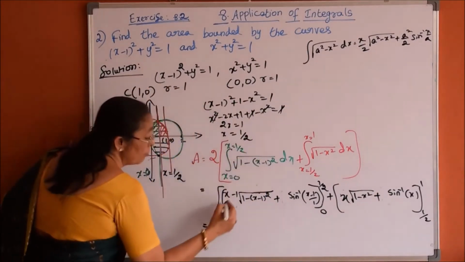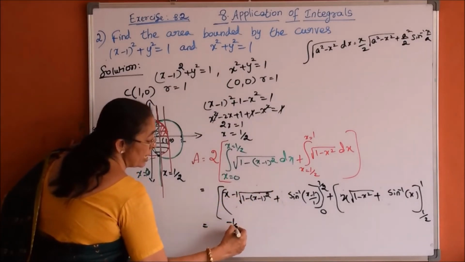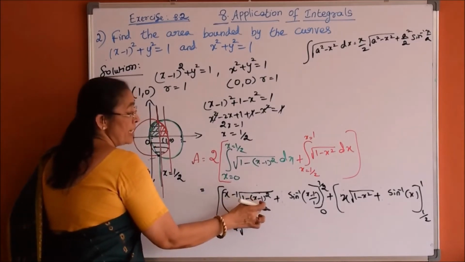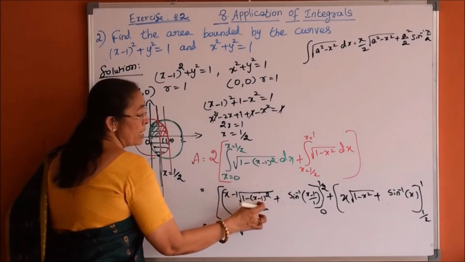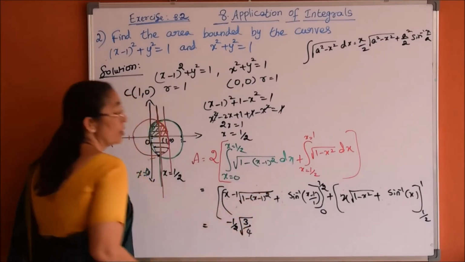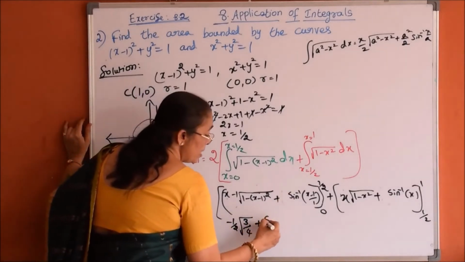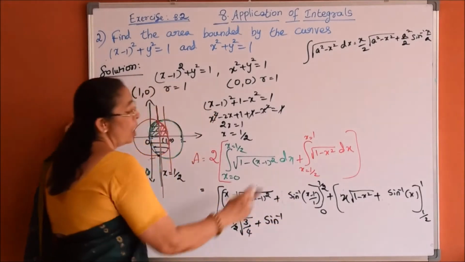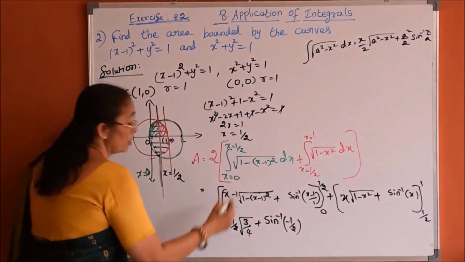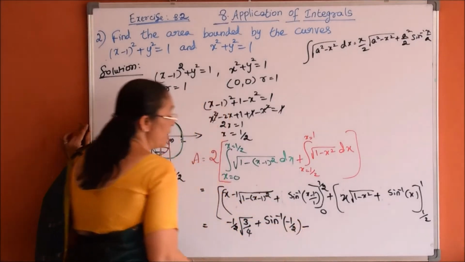So first one, half minus 1. So half minus 1 is minus half into root over 1 minus x minus 1 whole square. Half minus 1, minus half whole square, 1 by 4. 1 minus 1 by 4, 3 by 4. Second part, sine inverse of half minus 1, which is minus half. So we applied the upper limit. Now applying the lower limit.